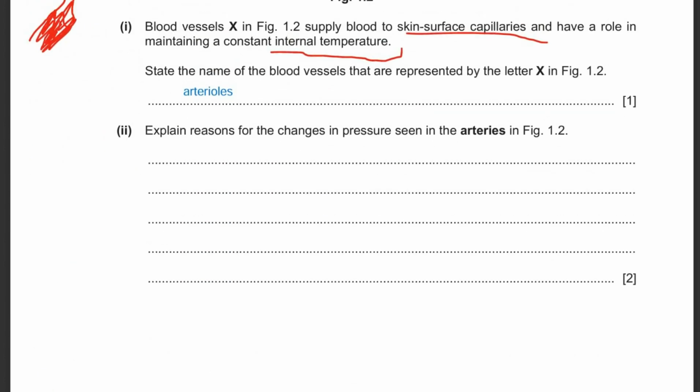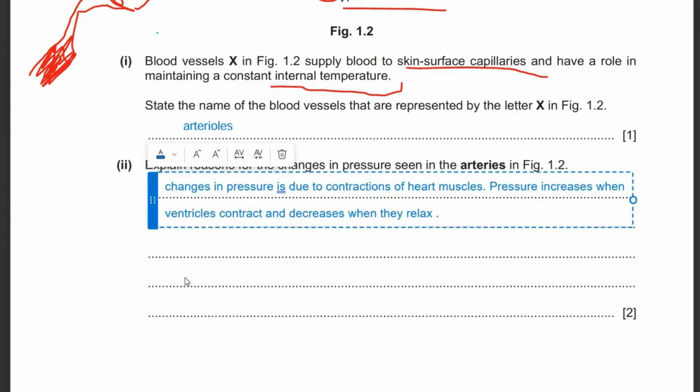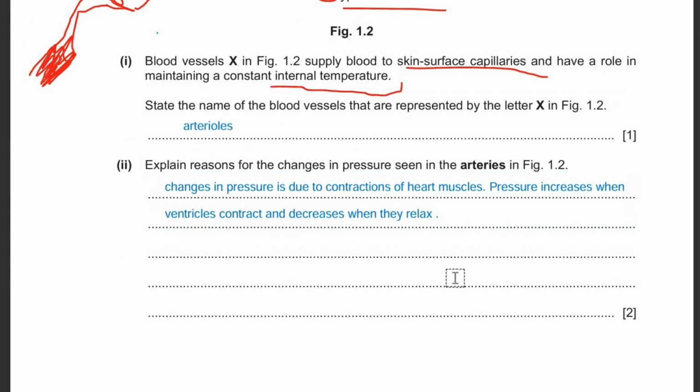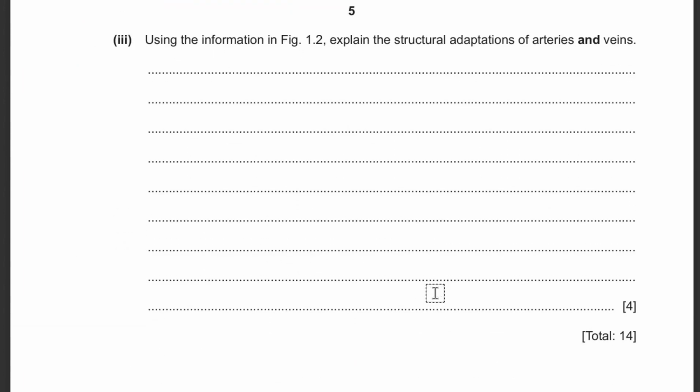So what will be the answer to this question? Due to the contraction of the heart muscles. Pressure increases when ventricles contract and decreases when they relax. Right. Let's move on to the next part. Part 3 is, using the information in figure 1.2, explain the structural adaptations of arteries and veins. So, what are the structural adaptations of arteries and veins?